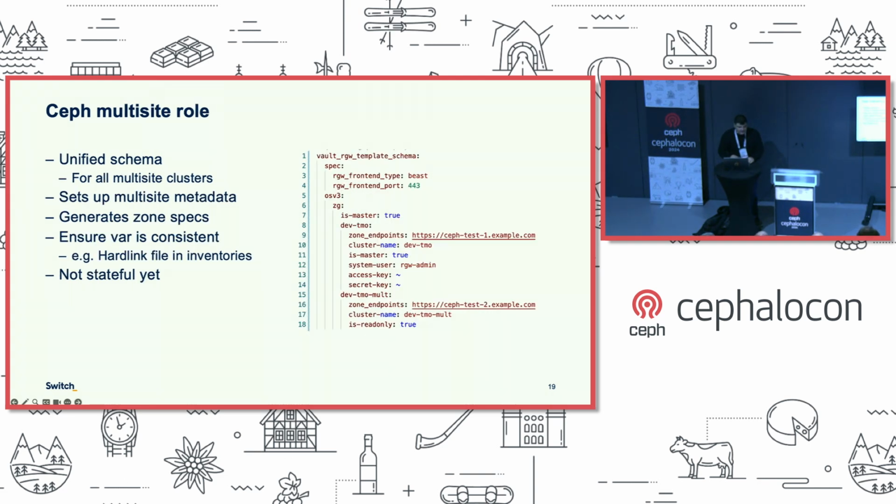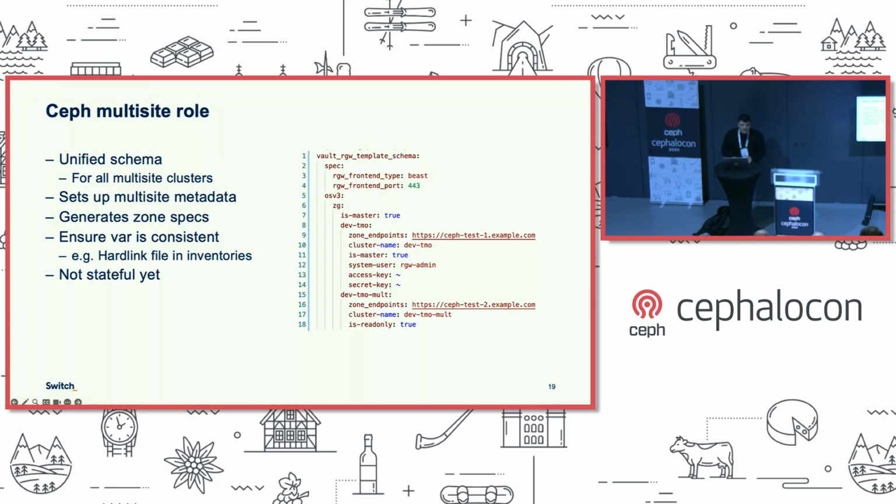And here we have, for example, the multisite role. This variable name has changed, but in the end, this is how we do automatic deployment for multi-site clusters. Basically, you have a variable that is read by different inventories, and here you have a unified schema for all your inventories that says how the realms, the zone groups, and the zones are. As you can see here, we have OSv3 as a realm, ZG as a zone group, and then we have two zones that will be able to replicate themselves. Under the zones, we have the cluster name; the cluster name and the inventory name match.